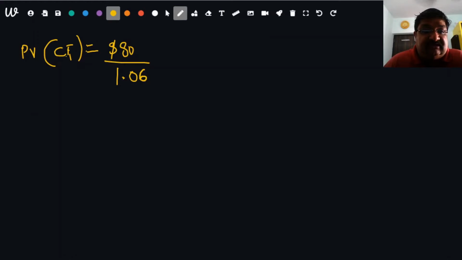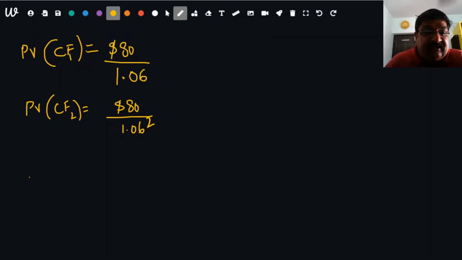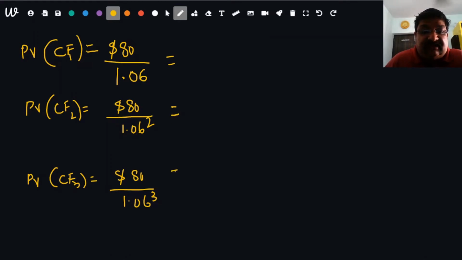So present value of the first year cash flow will be 80 by 1.06. The present value of the second year cash flow, ladies and gentlemen, will be $80 divided by 1.06 raised to the power of 2, and the present value of the third year cash flow, here we go, is going to be $80 divided by 1.06 raised to the power of 3. What we will do now is use the calculator and find out what these values are. I will again reset the calculator in the method described to you.